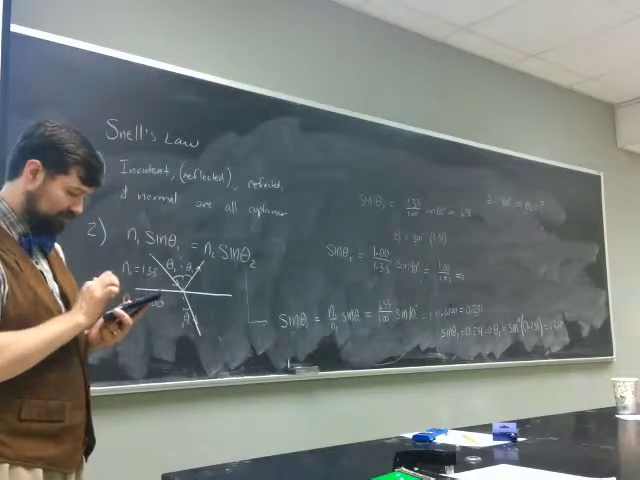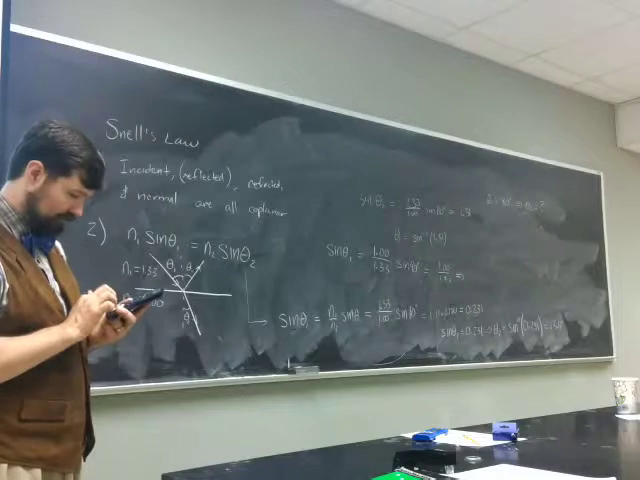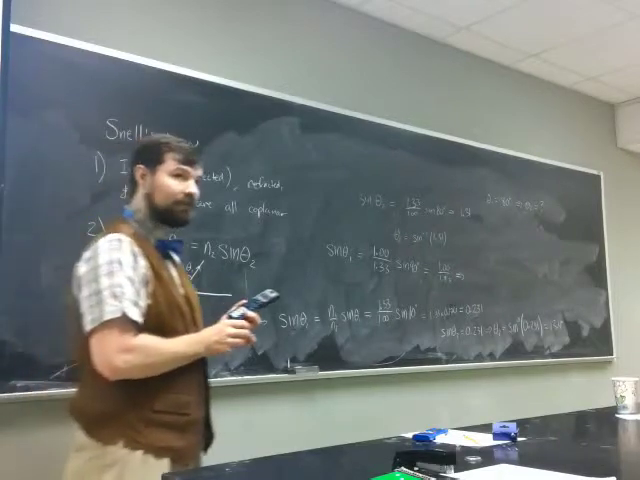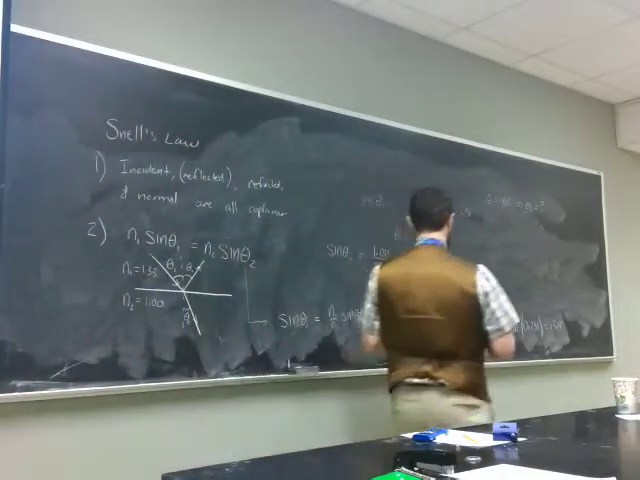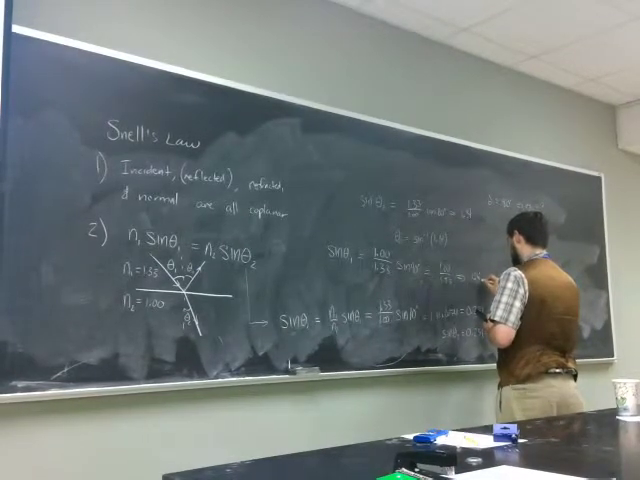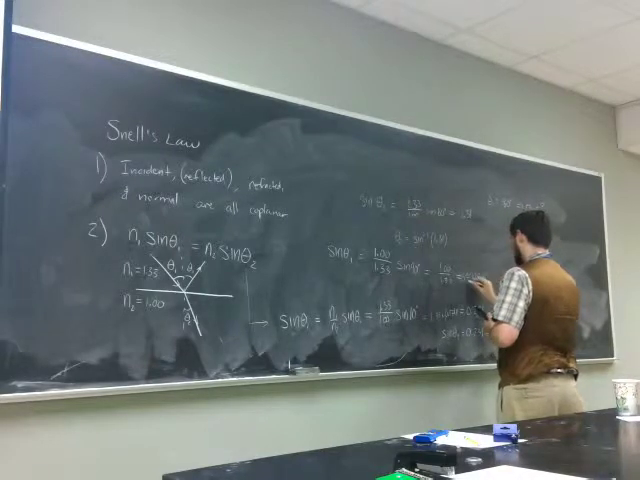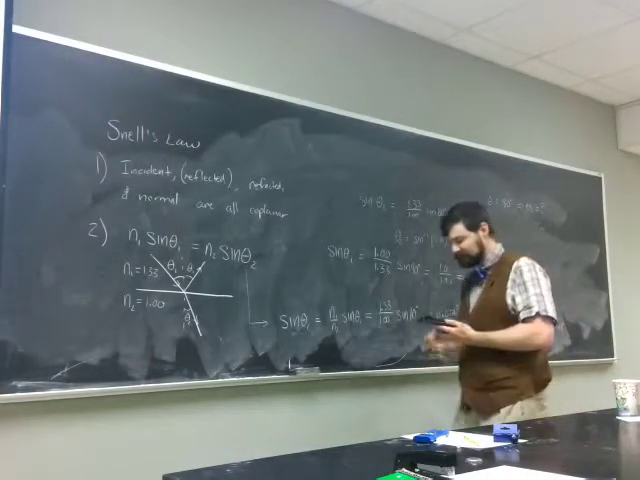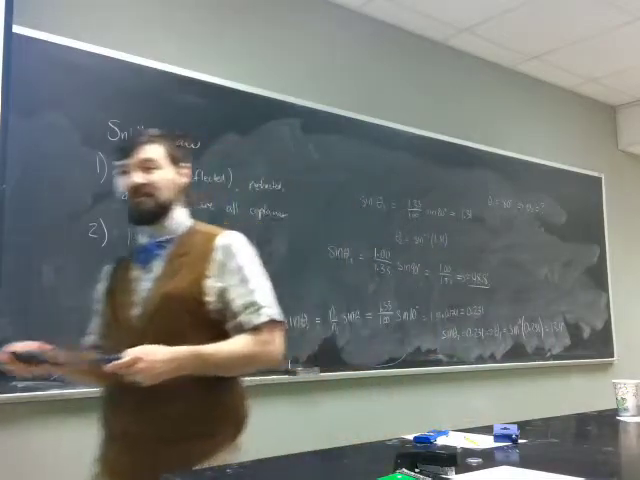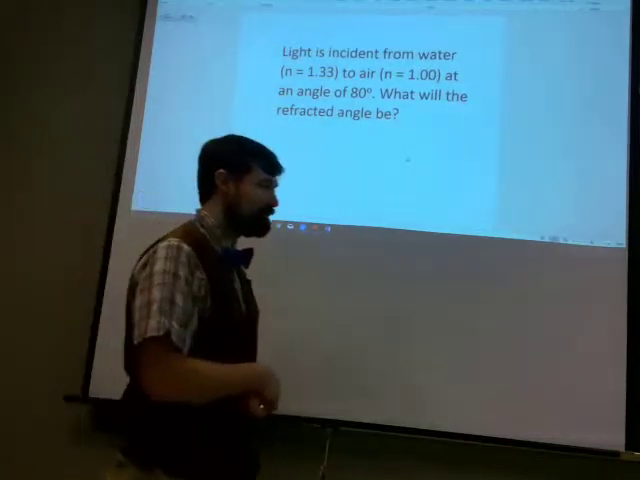So let's plug it in here. What I get is 48.75 degrees, about 48.8 degrees. Any larger angle and you get total internal reflection. Basically it means all the light is reflected from that interface.